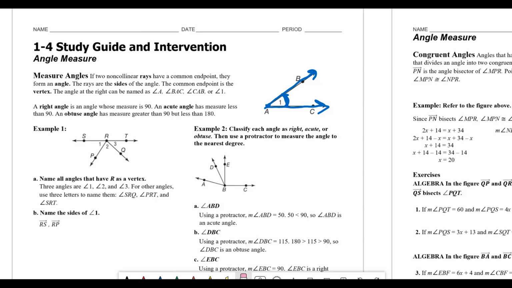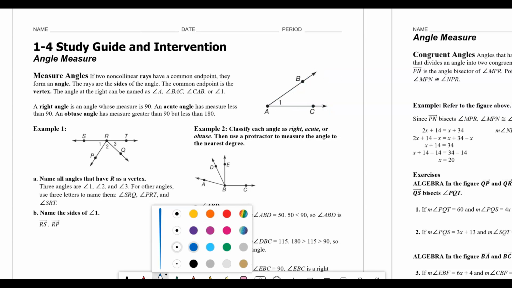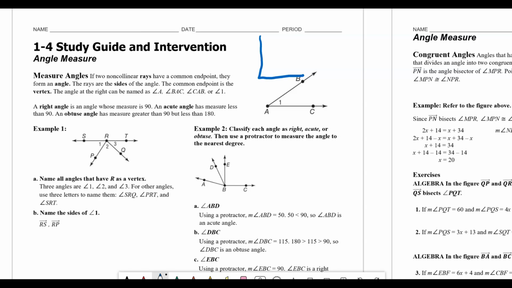Okay, so we want to talk about three basic types of angles here. You have an acute angle, which is what we're looking at here. With angle 1, we would call that an acute angle because it's less than 90 degrees. A right angle is 90 degrees, and that's going to look like this. To make it very clear that something's 90 degrees, we'll put a little box in the corner.